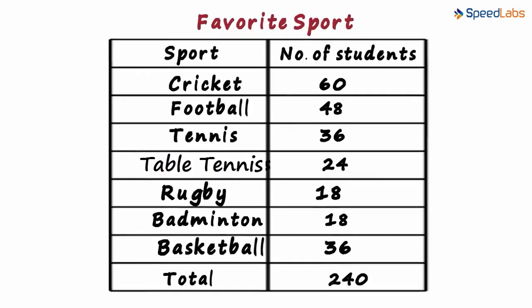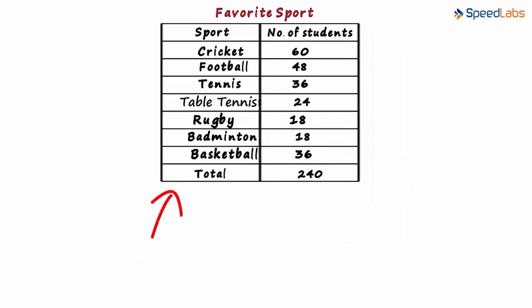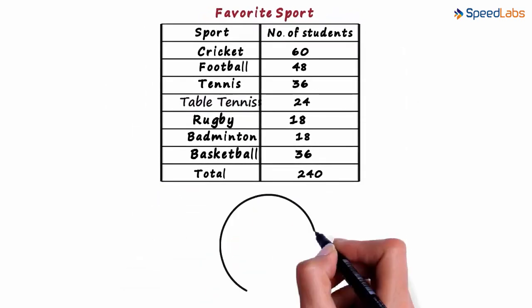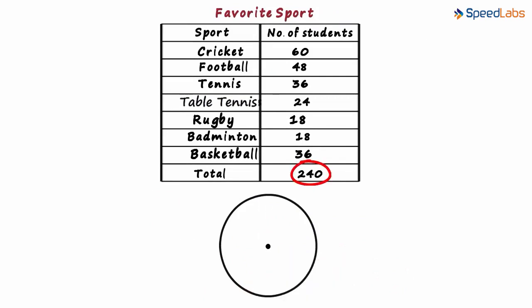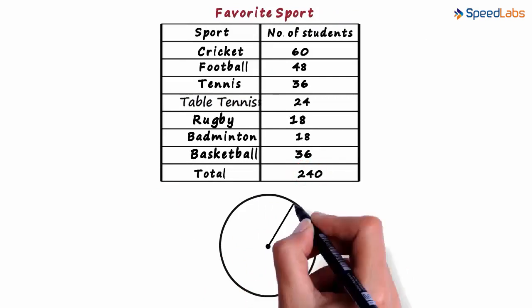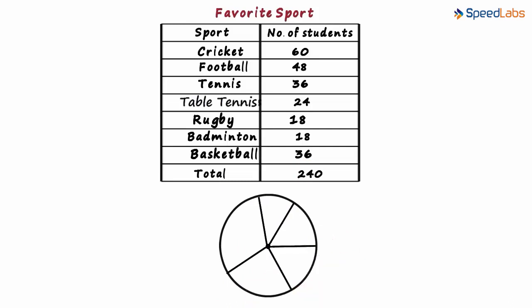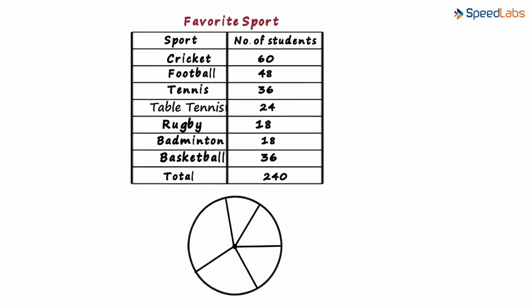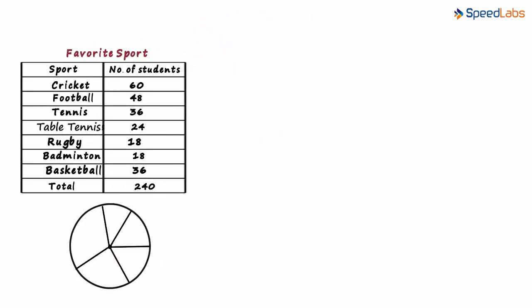We have to construct a pie chart to represent this table. So we would draw a circle to represent all the 240 students, and then divide the circle into sectors to represent the popularity of each sport. The size of each sector depends on the popularity of that particular category. But what does the size of the sector depend on? It depends on the angle it subtends at the center. So what we need to find is the angle each sport represents.